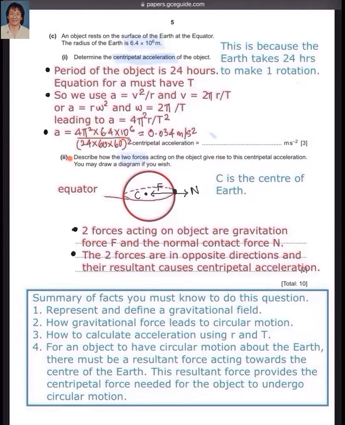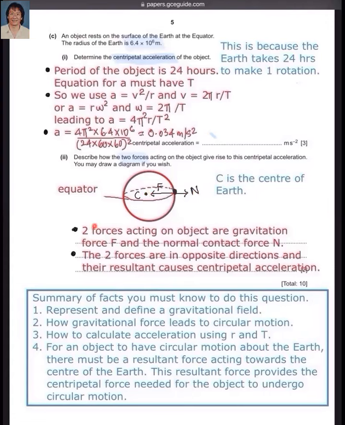Then for part 2, describe how the 2 forces acting on the object give rise to this centripetal acceleration. You may draw a diagram if you wish. C is the center of the Earth. To answer this question, you must understand that there are 2 forces acting on the object, the gravitational force and also the normal force or the reaction force. The resultant of these 2 forces must act towards C. And the resultant force is called the centripetal force.